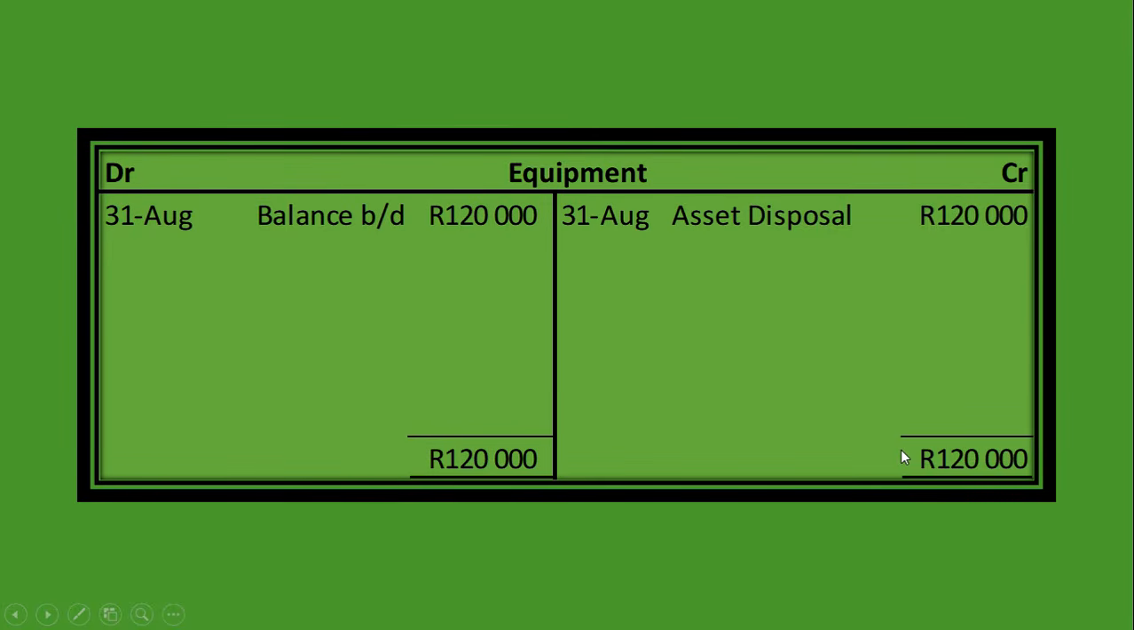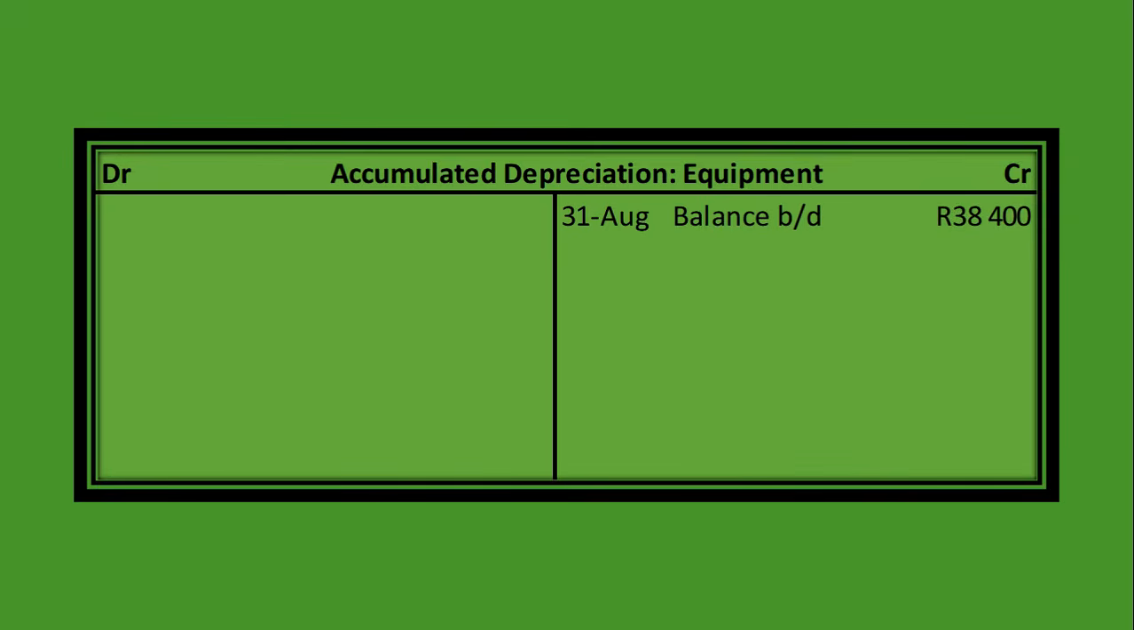Let's move on to now accumulated depreciation on equipment. We do the exact same thing, the balance brought down. Now we know that accumulated depreciation is a contra asset account which increases on the credit side. So we put the balance brought down. How much are we given for equipment? It tells us that 38,400 rand was what we had for accumulated depreciation at the beginning of March. And that is the first thing that we record.